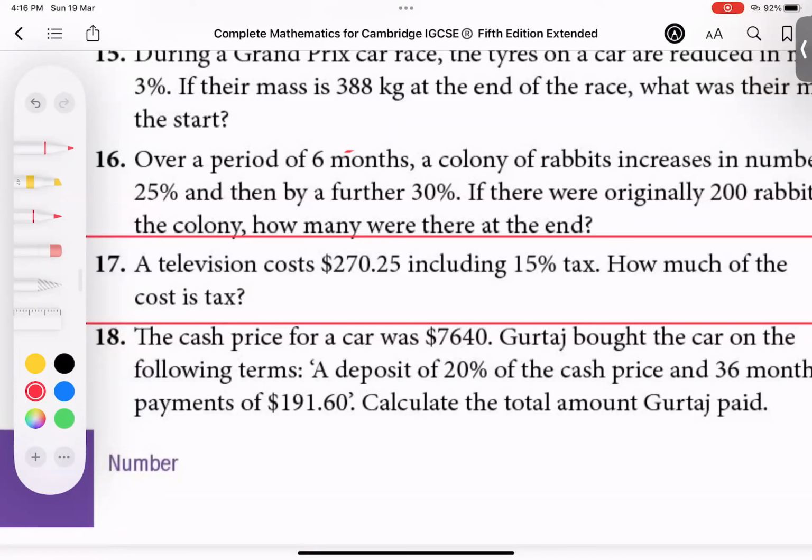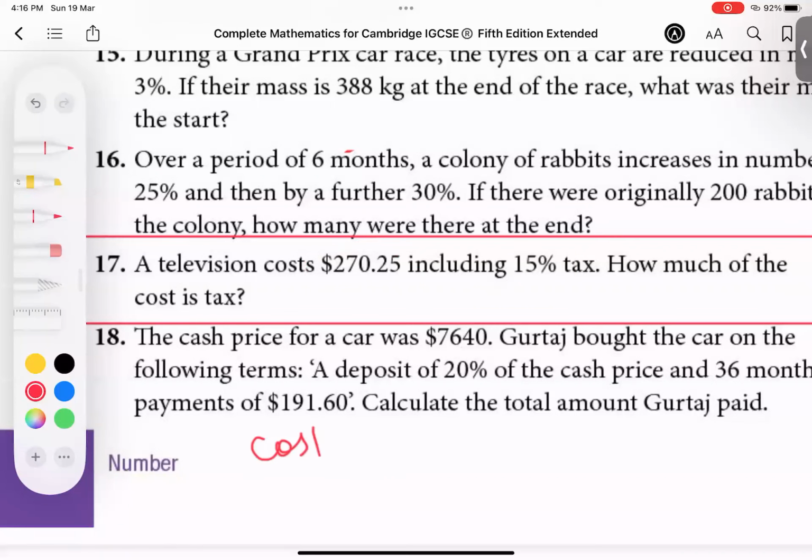Today is class number three, on the topic of numbers. So have a look here. I'm going to try this question. The question is: a television costs 270.25, including 15% tax. How much is the cost price? If you recall, I gave an explanation before.